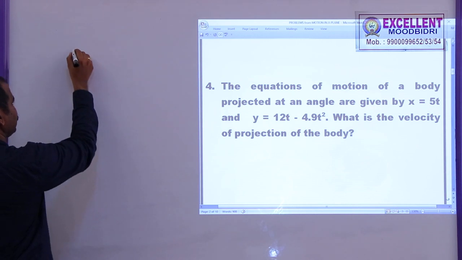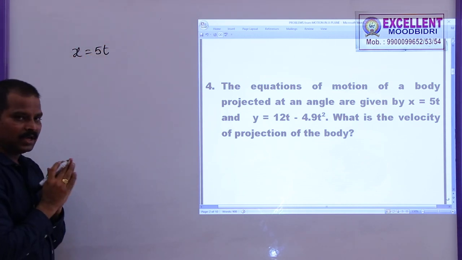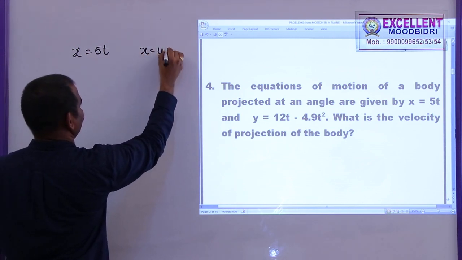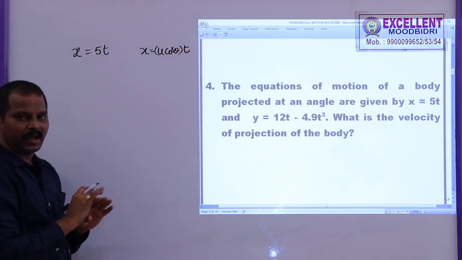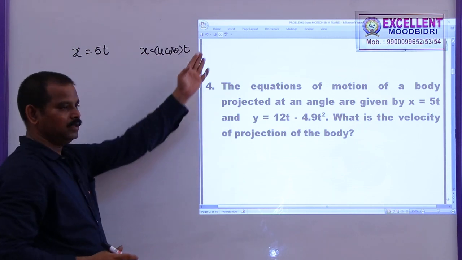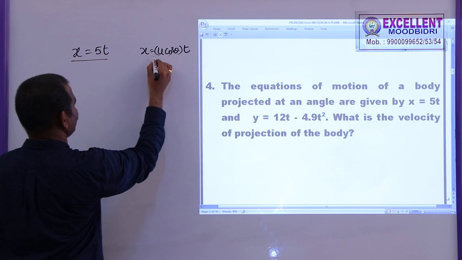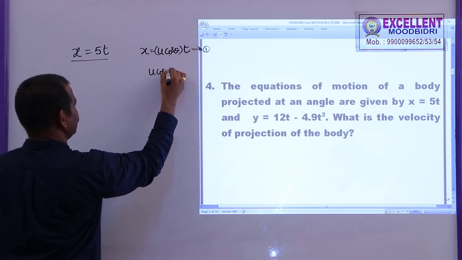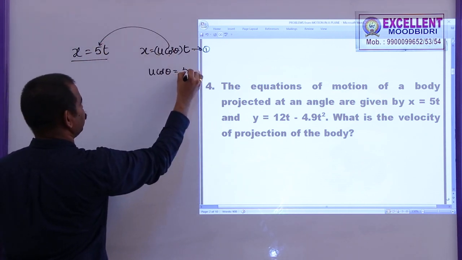So now let me take the equations. x is equal to 5t. What is the horizontal displacement? In general, we denote x is equal to u cos theta into t, because there is no acceleration along the x-axis. This is x is equal to ut plus half at square only, a is 0. Now if you compare the given equation with this equation, you can see that u cos theta, that is velocity along the x-axis, is equal to 5.